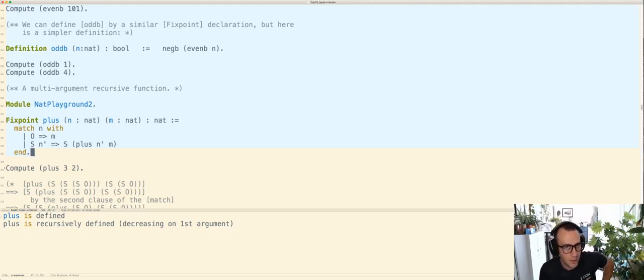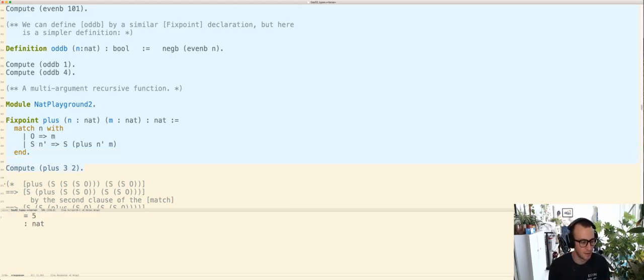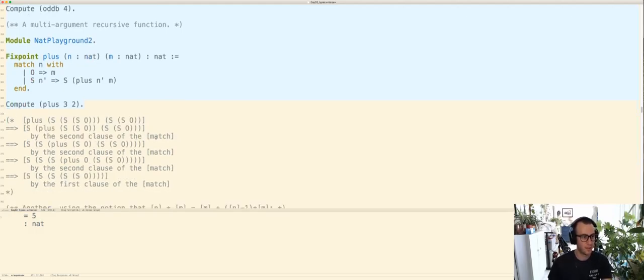Mini quiz, what do you think plus 3, 2 should return? I'm fingers crossed for 5. Let's see what happens. Beautiful. Let's see how that works. There's a little bit of a run here that shows how it steps. And again, we're using this substitution model of function evaluation. So to compute plus 3 2, we'll get this.